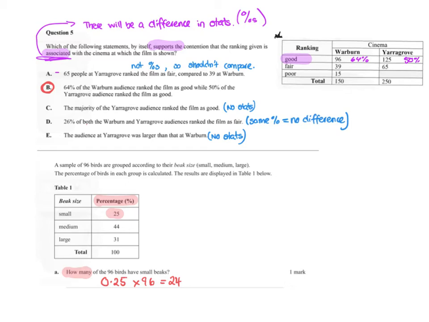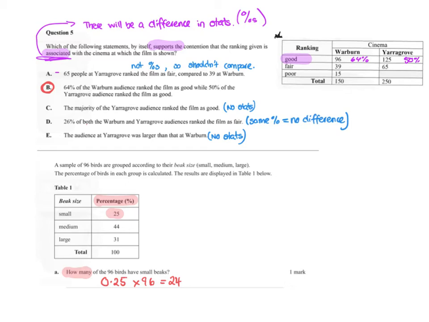So the other statements are no good because there's no stats. The majority of the Yarra Grove audience ranked the film good. That's not good, because we're not comparing it to the other one. Warburn, the majority rated it good as well, didn't they? So it didn't matter. Then 26% of both the Warburn and Yarra Grove audience ranked the film fair. Well, that's not supporting that it's associated, because it's the same stat.